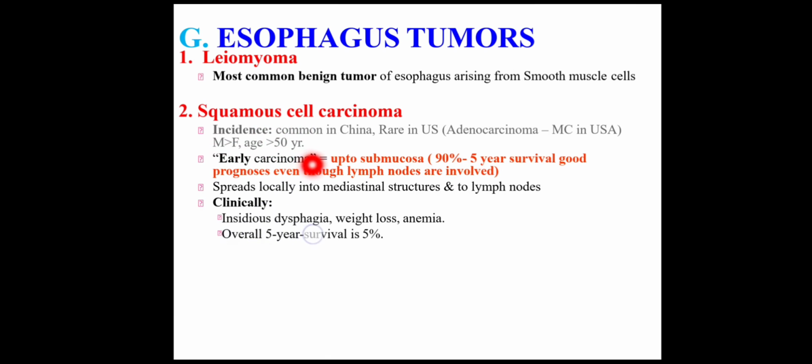Early carcinoma is a carcinoma infiltrating the submucosa, just up to the submucosa, and doesn't go beyond it. A 90% 5-year survival rate is seen in early carcinoma patients, and that has a good prognosis even though lymph nodes are involved. This spreads locally into the mediastinal structures and to the lymph nodes. Clinically, it will have insidious dysphagia, weight loss, anemia, and the overall 5-year survival rate is just 5%.